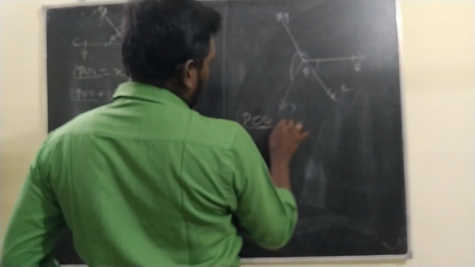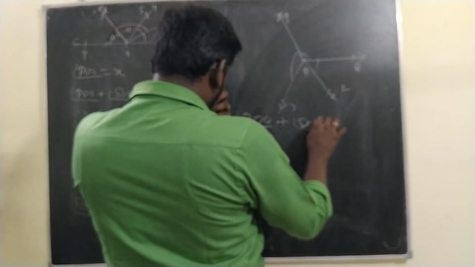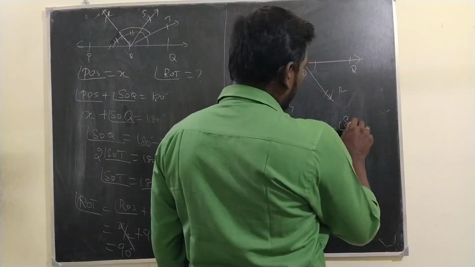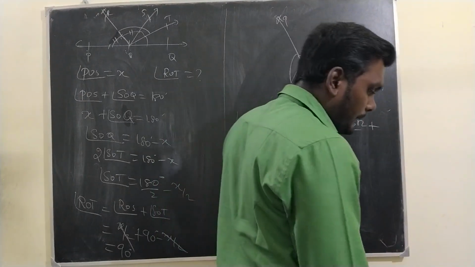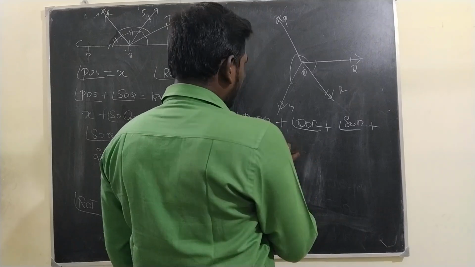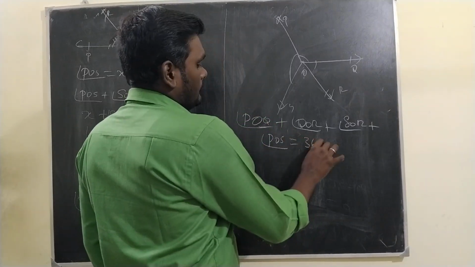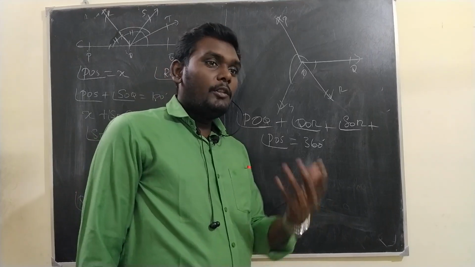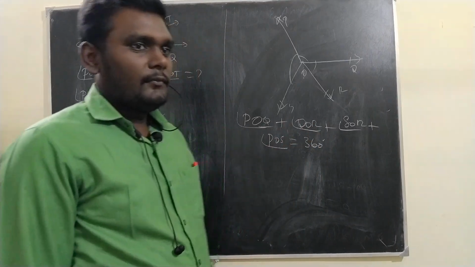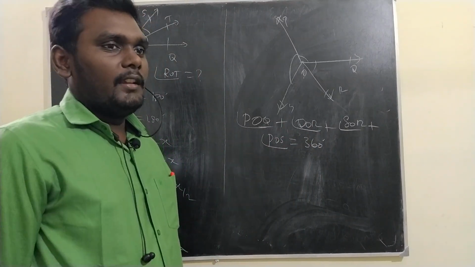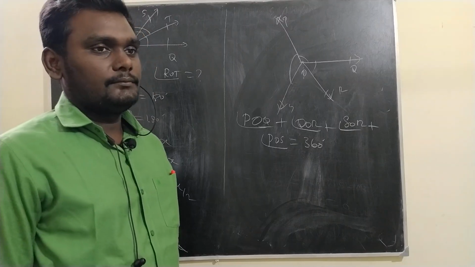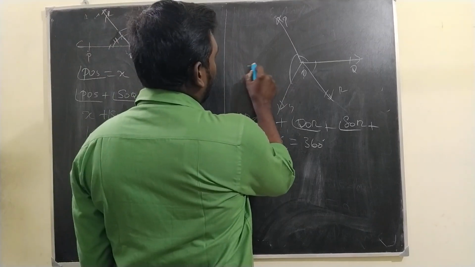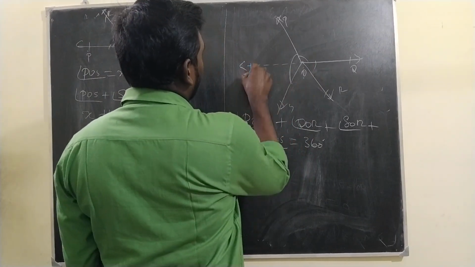Angle POQ plus angle QOR plus angle SOR plus angle POS. Simply you can add all the angles, right? But how will you get 360 degree? We have to use the linear pair axiom. Is there any ray that stands on a straight line here? No, it is not. So for that, we are going to draw one imaginary line by construction.